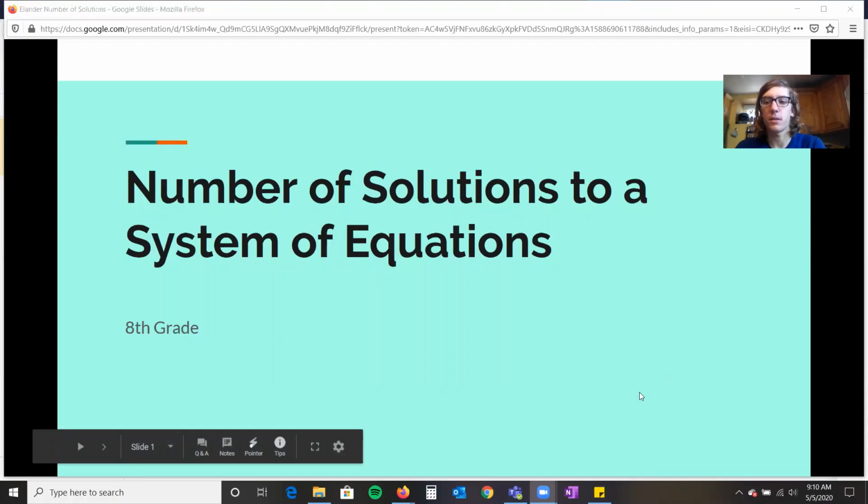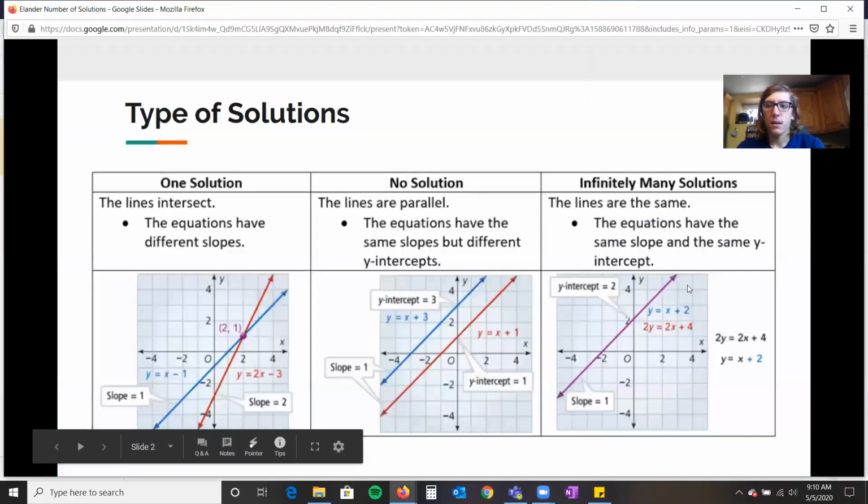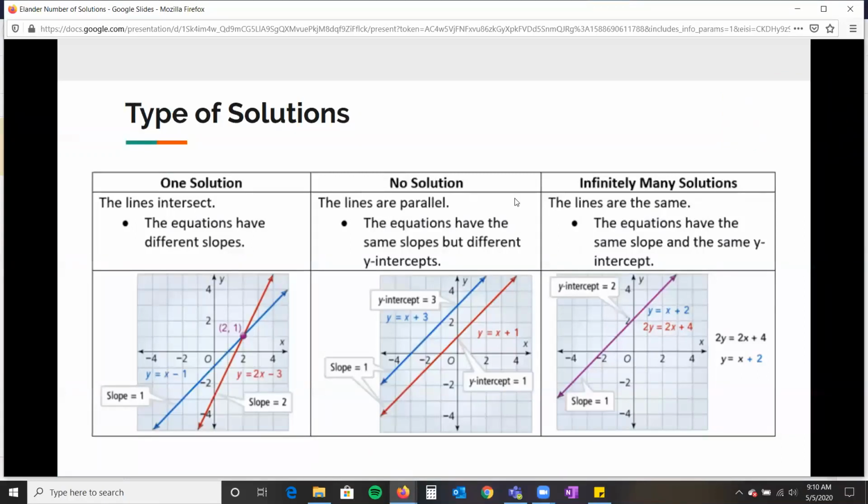On systems of equations. The first thing, one of the most basic things, is types of solutions. So we've got three choices, right? It can have one solution, it can have zero solutions, or it can have infinitely many solutions. Take a look at the screen.